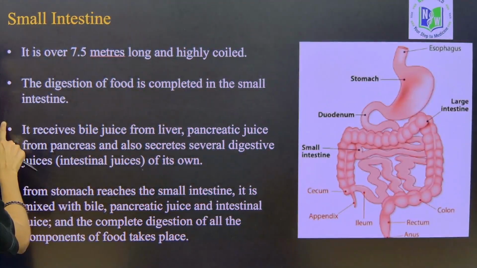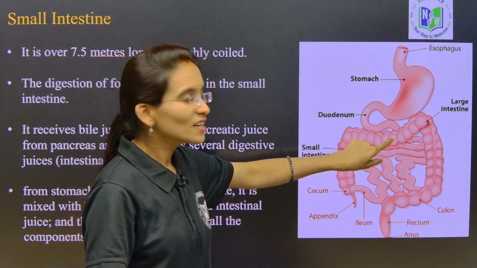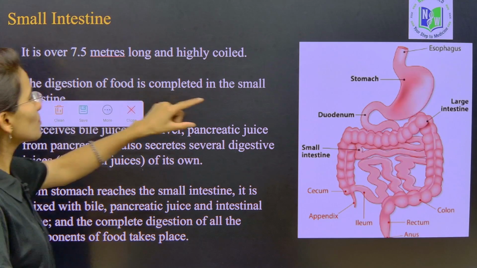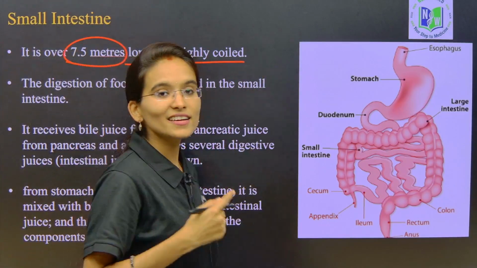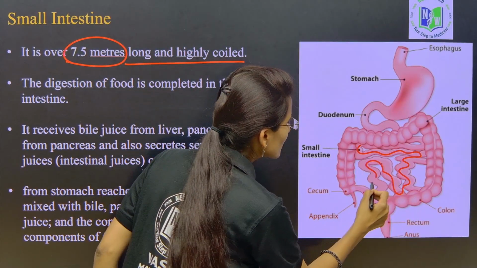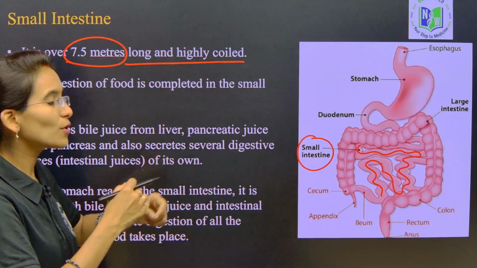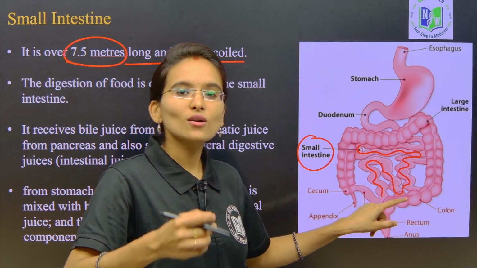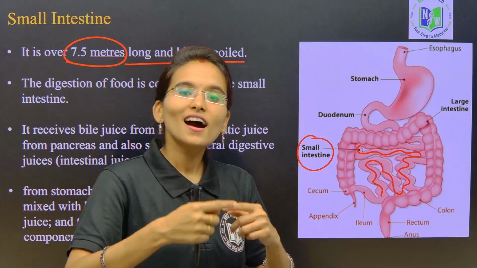Yes. So this is the small intestine. Okay. So in this visual, here is the small intestine. So look into the NCERT points now. The small intestine is usually 7.5 meters long and highly coiled. Can you see here, my dear students? This is the small intestine, which is usually 7.5 meters long, and it is not straight. It is highly coiled. Okay. It is 7.5 meters long and it is highly coiled.